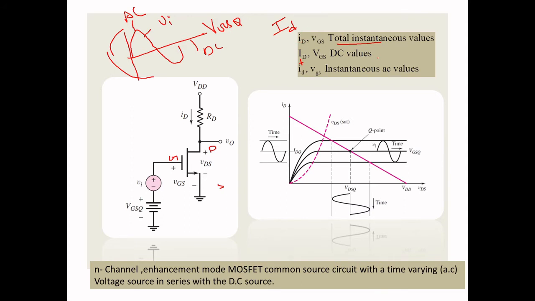So AC values should be in small characters. DC values should be in capitals. For the combination of both AC and DC, that is the total instantaneous value, it should be represented either with capital I and the subscript in small letters, or small i with capital D. This notation you have to follow.